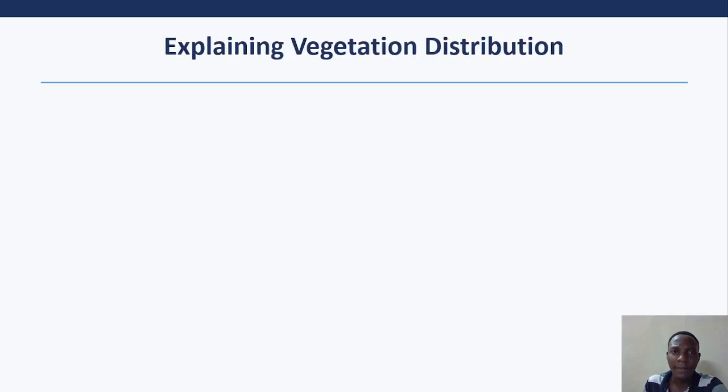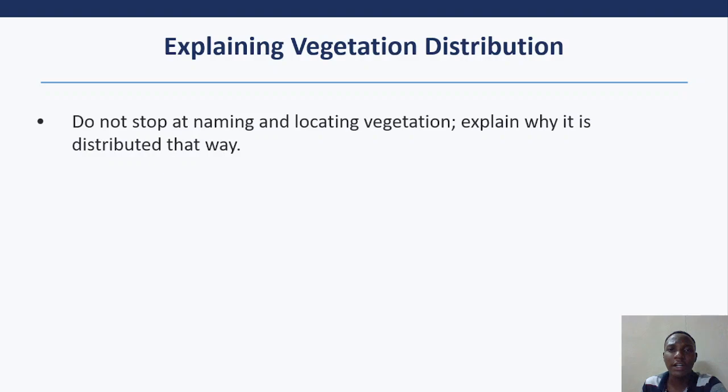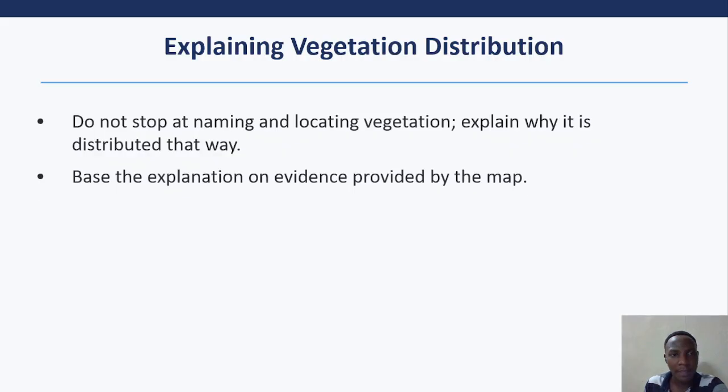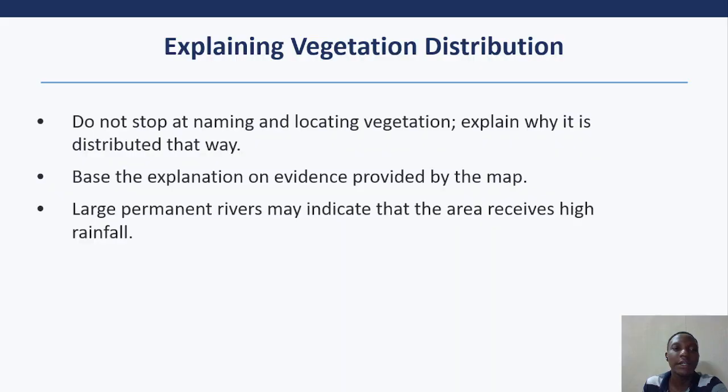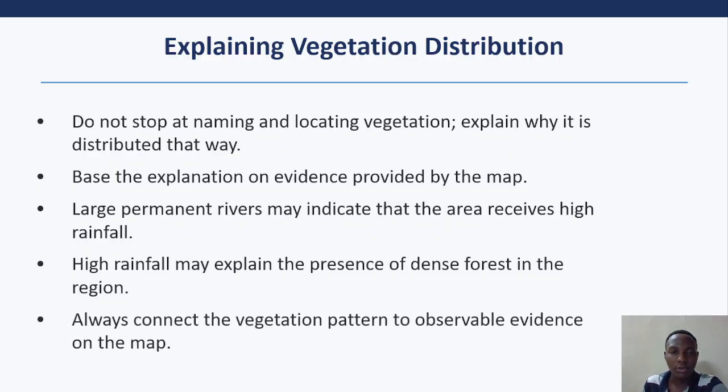Now, explaining vegetation distribution: do not stop at naming and locating vegetation. Explain why it is distributed that way. Base the explanation on the evidence provided by the map. For example, large permanent rivers may indicate that the area receives high rainfall. High rainfall may explain the presence of dense forest in the region. Always connect the vegetation pattern to the observable evidence on the map. That's how you can explain the vegetation distribution.